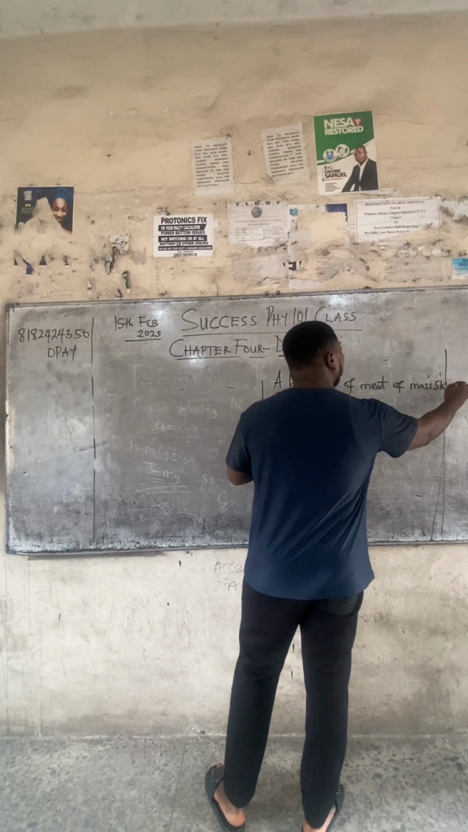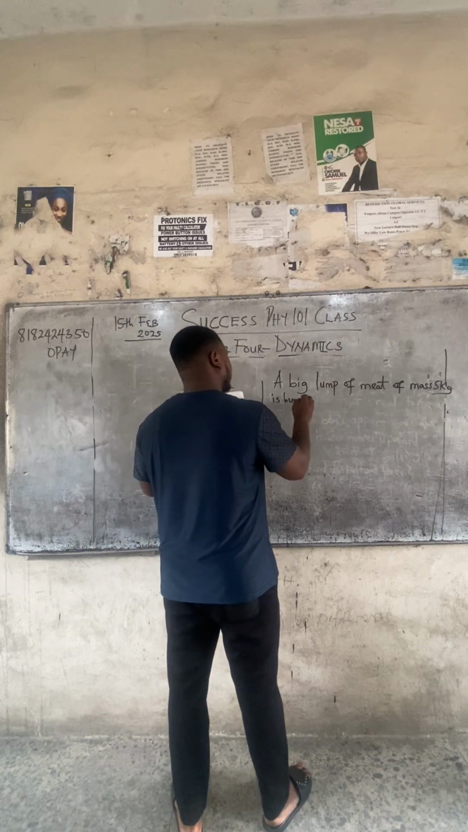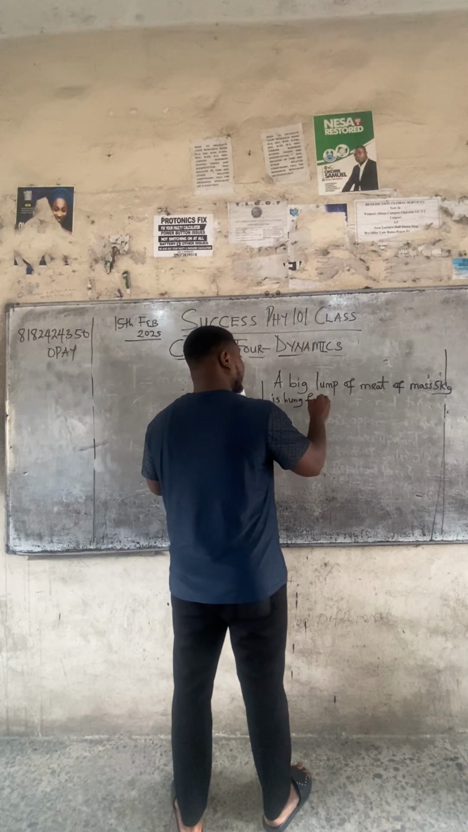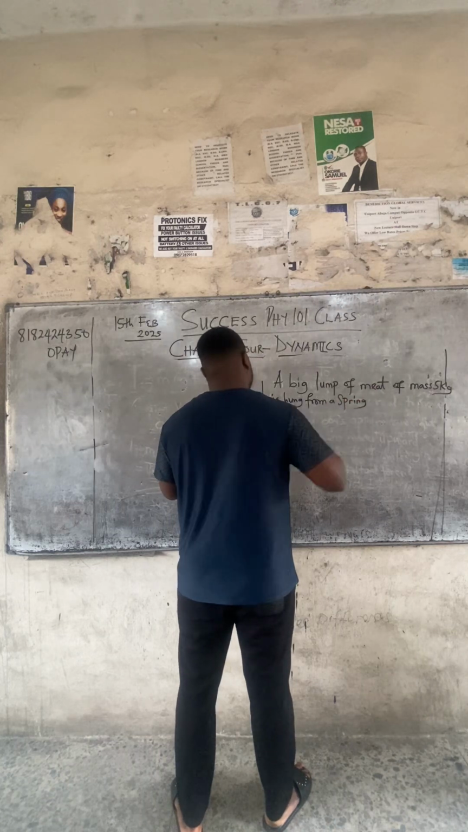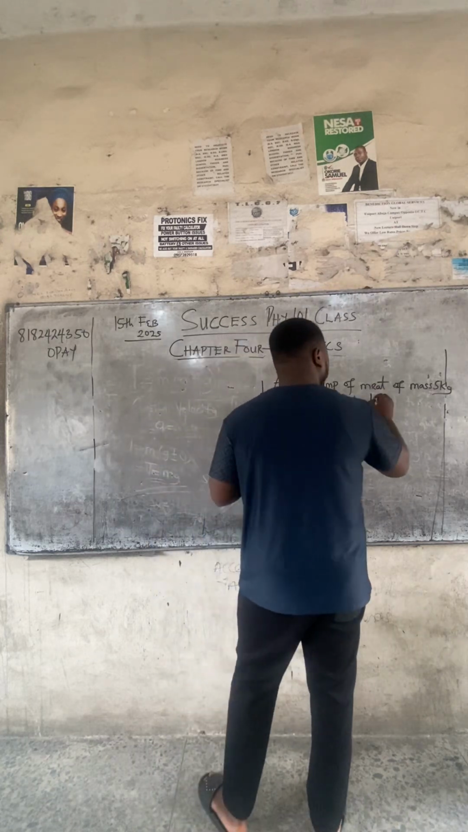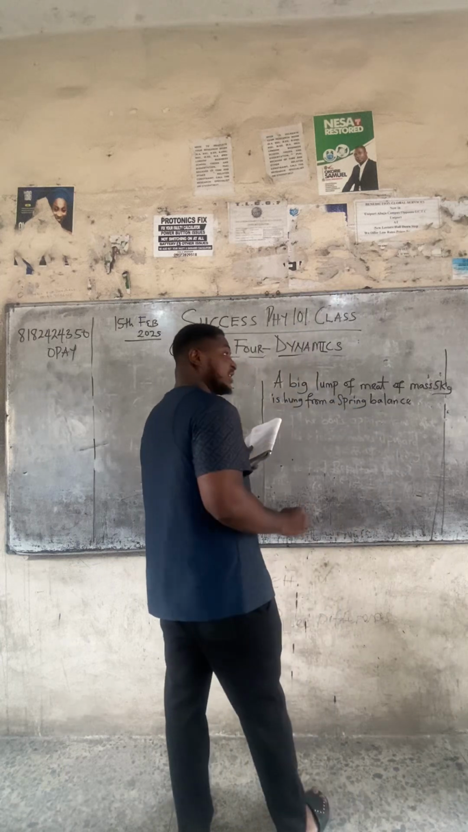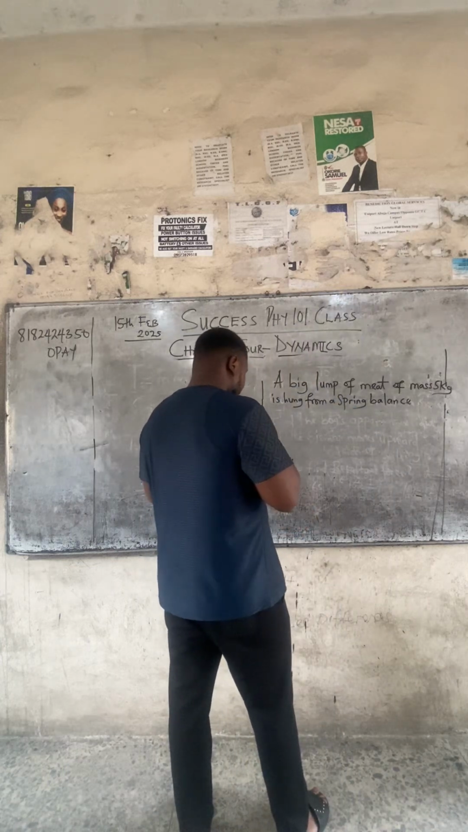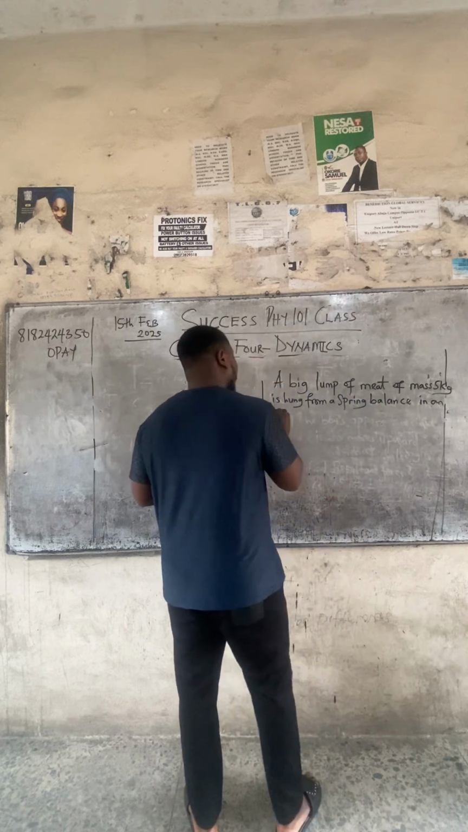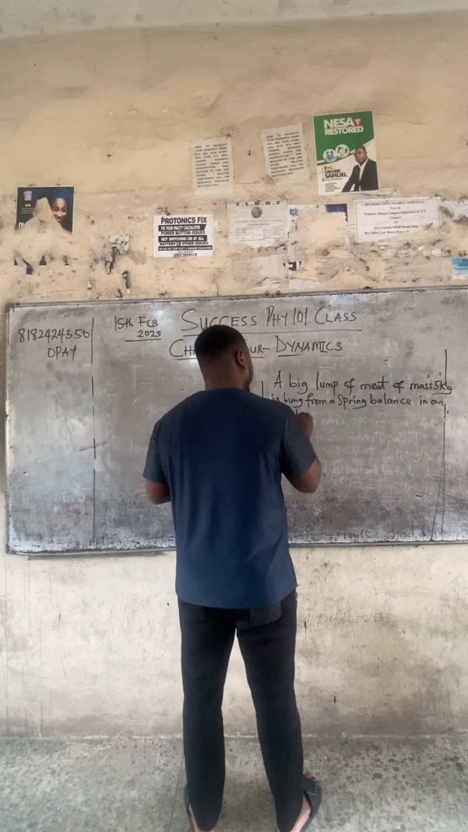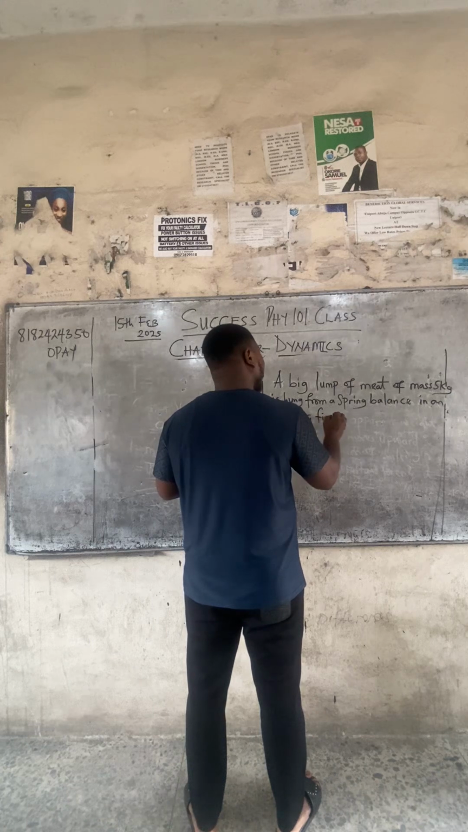A big lump of meat of mass 5 kg is hung from a spring balance in an elevator. In an elevator, find the reading of the balance. Find the what?